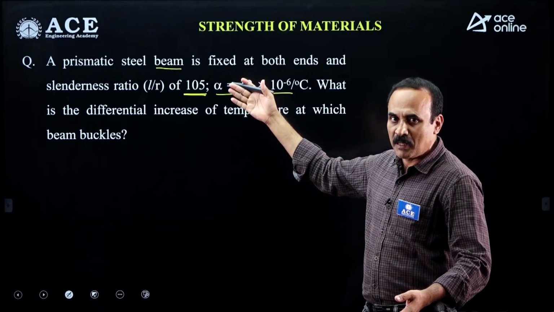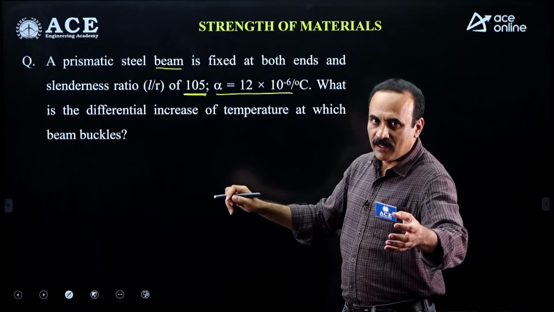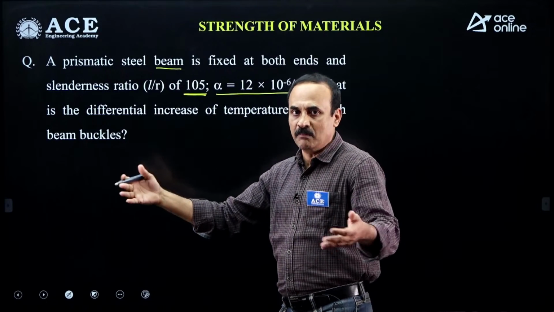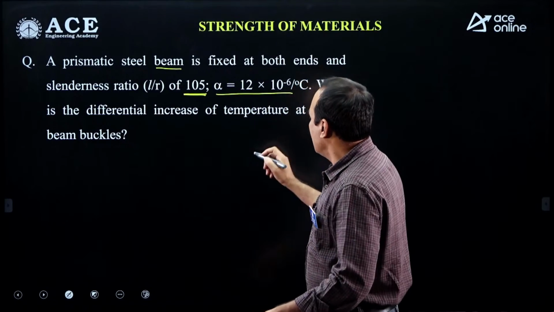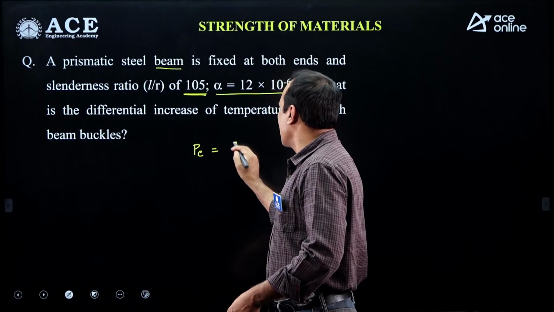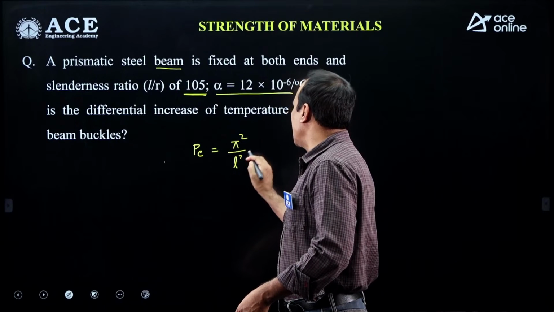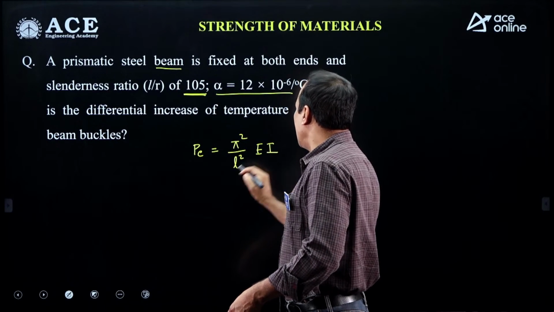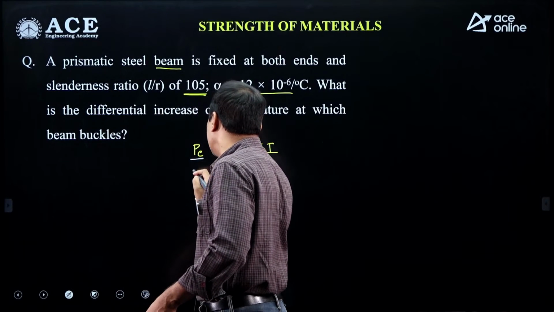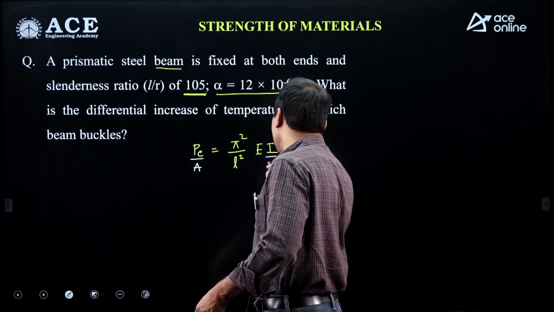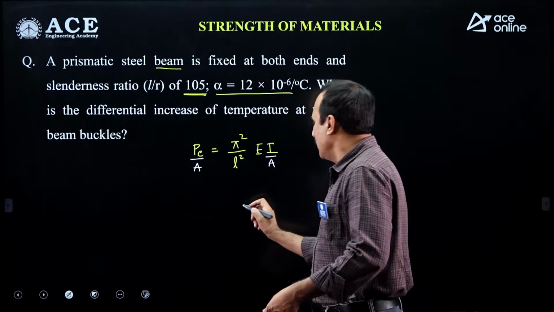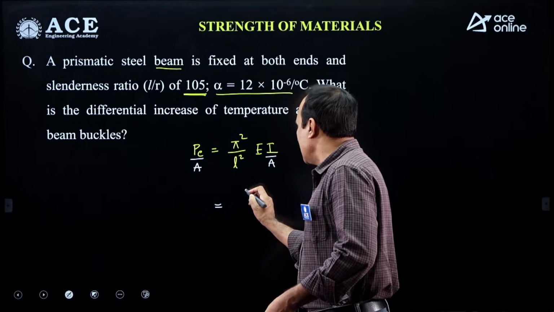You can use Euler's buckling equation for columns as well as beams. Take a horizontal slim beam, for example. Euler's critical load is given by pi square by L square into EI, and if you divide by the area on either side, this is stress. Here also I by A will come into the picture. I by A is r square, where r is the radius of gyration.